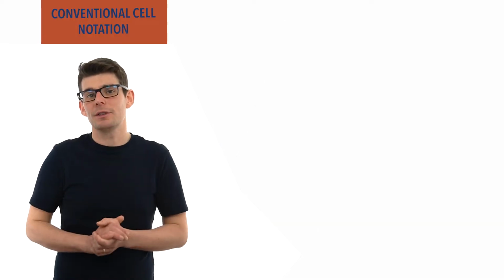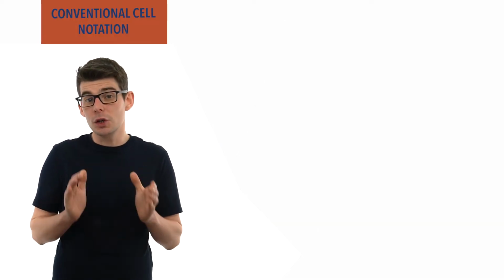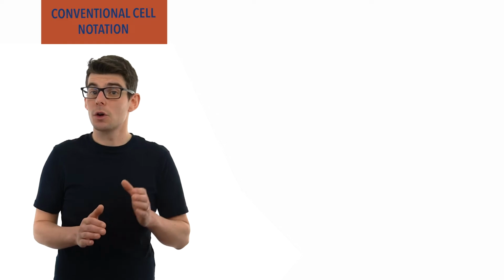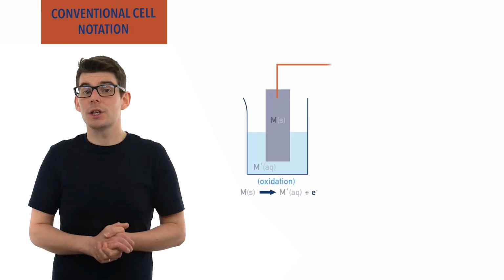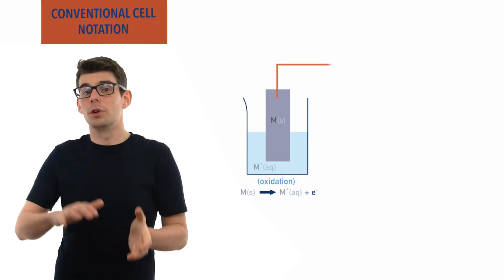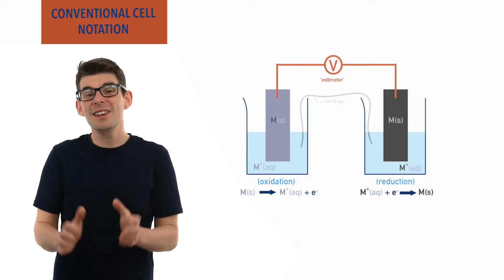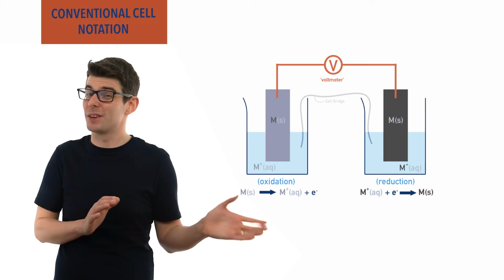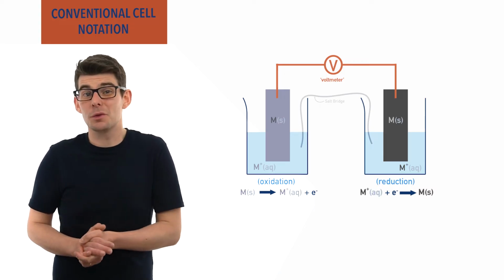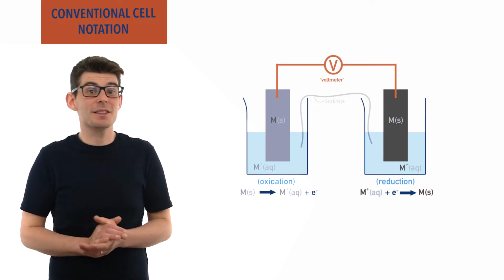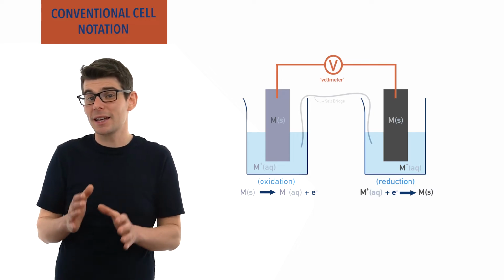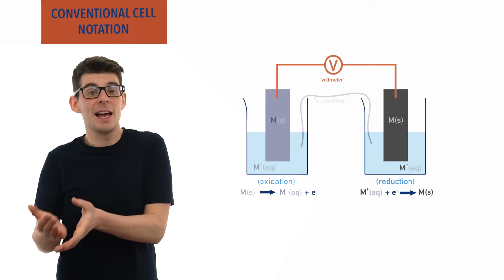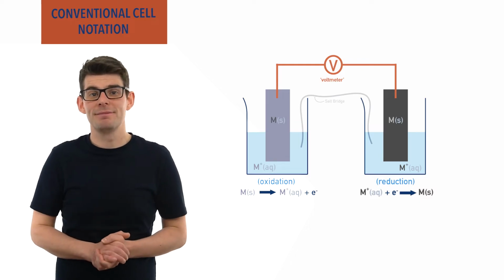When drawing out an electrochemical cell, usually the half cell that undergoes oxidation is drawn on the left of the diagram and the half cell that undergoes reduction is drawn on the right of the diagram. This doesn't always have to be the case, however, and sometimes they are drawn the other way round, even in textbooks. This is why it's really important to understand what's happening in half cells and electrochemical cells.